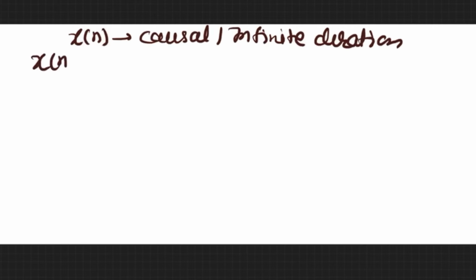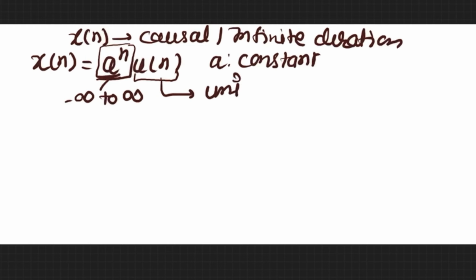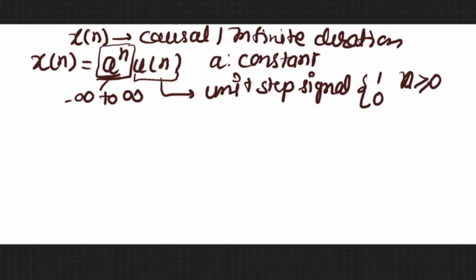we can represent that discrete time signal as a^n u[n], where a is some constant. We have the signal component a to the power n. So it will exist from minus infinity to plus infinity, but we are multiplying this signal with the unit step signal. Unit step signal means a signal which has the value of 1 if n is greater than or equal to 0, and the value of 0 for n less than 0.